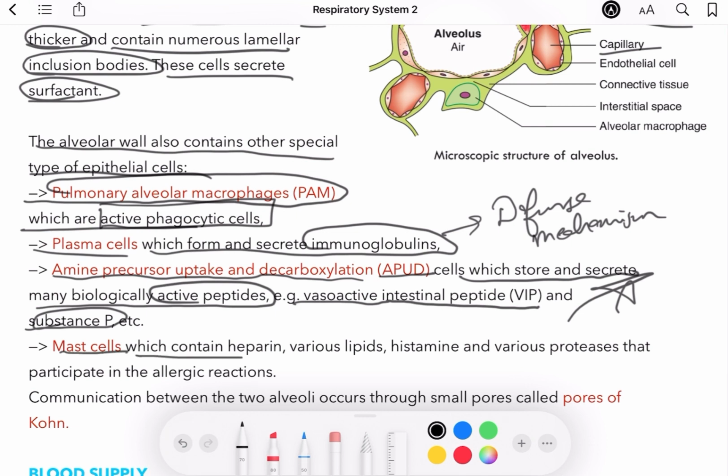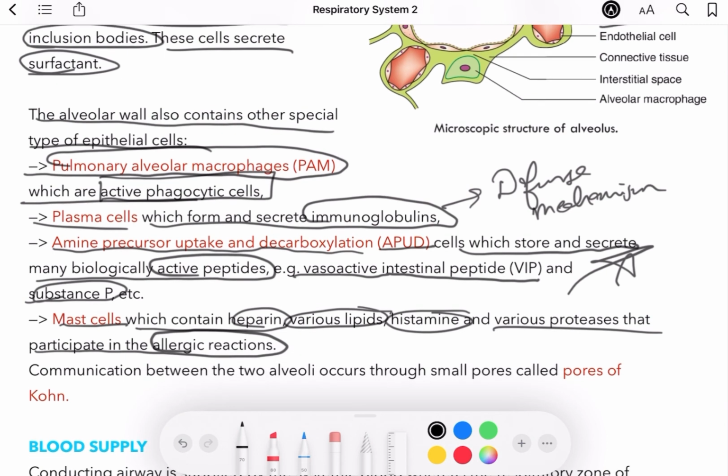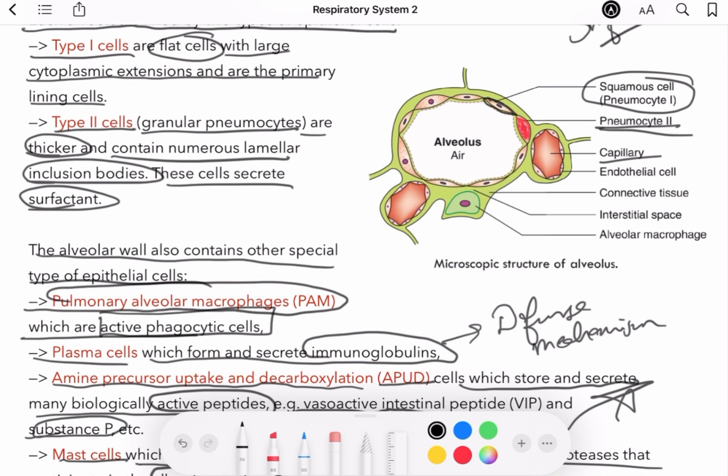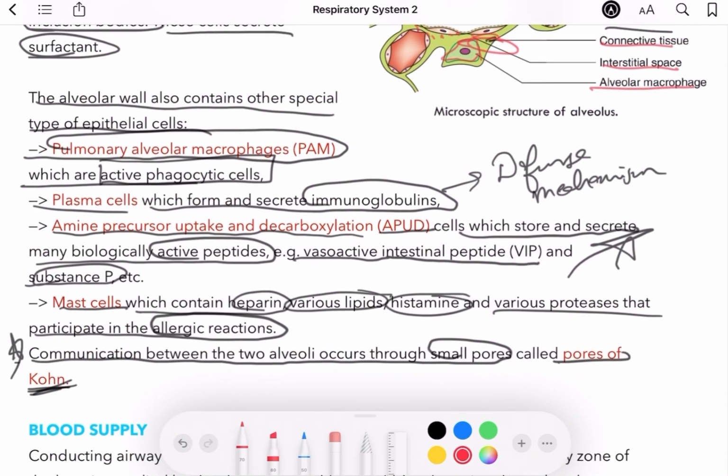Mast cells contain heparin, various lipids, histamine, and various proteases that participate in allergic reactions. We have seen that mast cells are generally involved in allergic reactions and contain heparin and histamine. Communication between two alveoli occurs through small pores. Remember this: that pore is known as the pores of Cohen. Where two alveoli communicate is known as pores of Cohen. So these were endothelial cells. See in the figure. Then connective tissue, interstitial space, and alveolar macrophages. Clear?